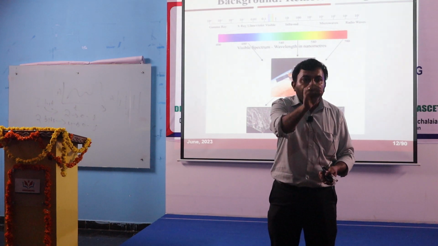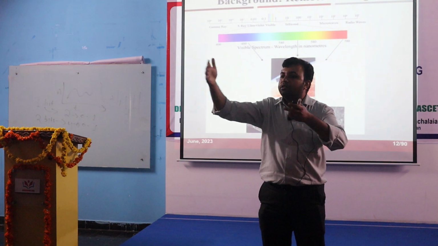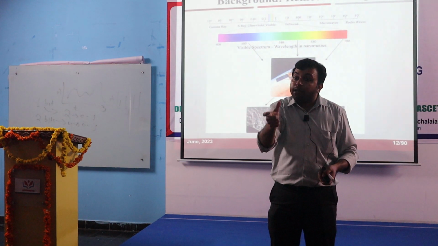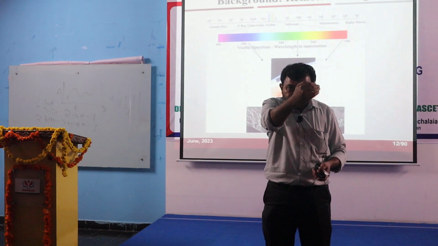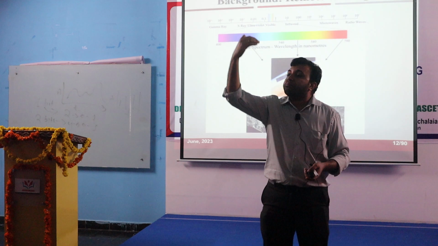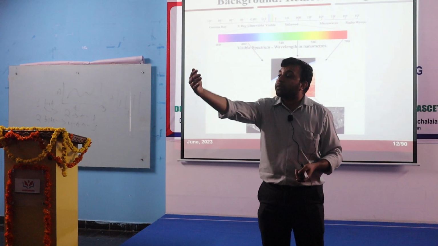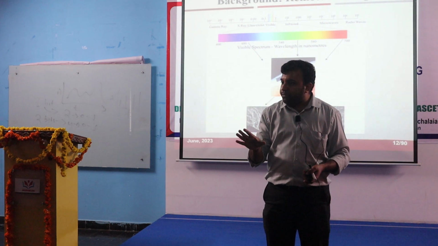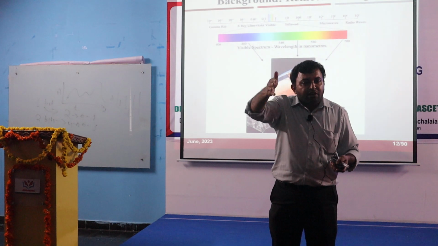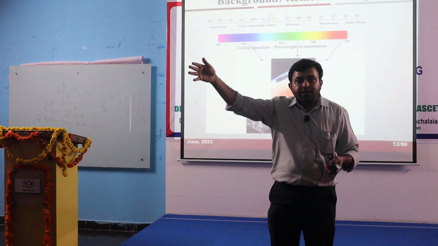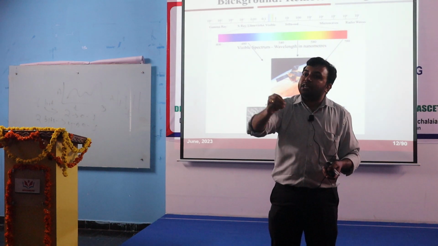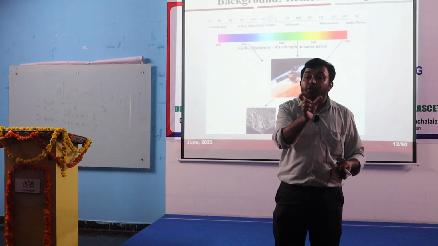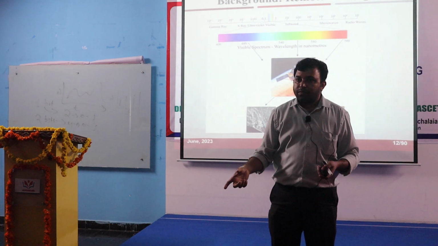Then if you use IR or another spectrum of this electromagnetic radiation, you will be able to identify them better. Why? Because although they reflect the visible spectrum equally, there may be some difference in how they reflect or absorb the IR spectrum, the infrared spectrum. I hope it is clear. So that means there may be some wavelength of the electromagnetic spectrum which these objects reflect differently, so that you are able to distinguish them. I hope it is clear.